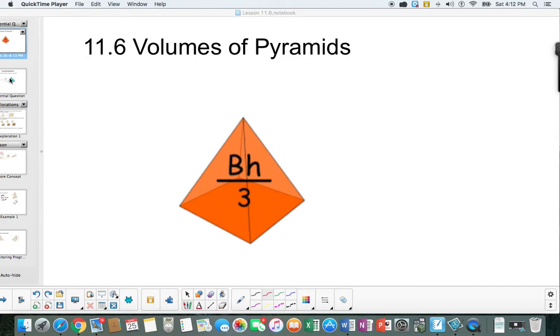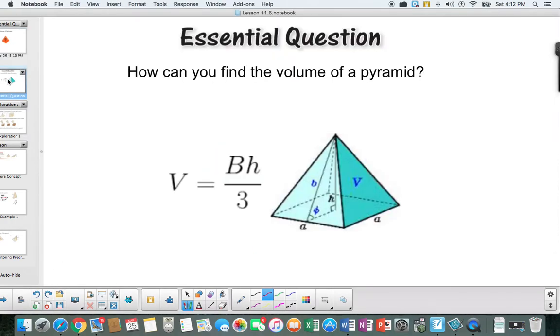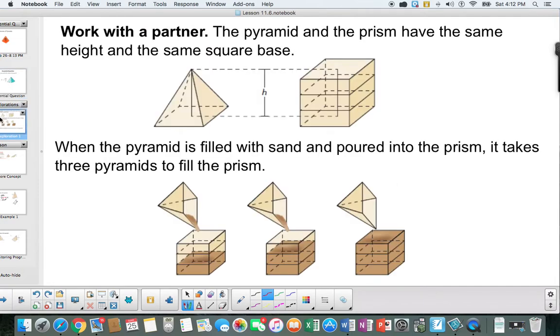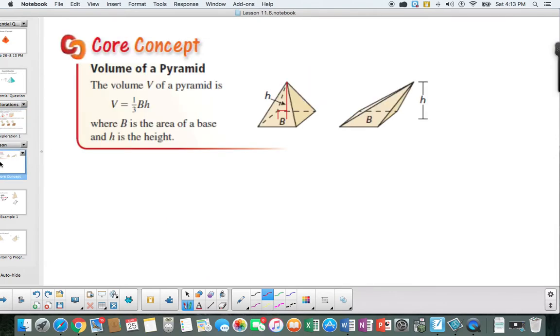11.6 Volumes of pyramids. Essential question: how can you find the volume of a pyramid? Look at the relationship between a pyramid and the prism, where both have the same base and the same height. Notice how many full pyramids it takes to fill the prism. This should suggest to you that the volume of a pyramid will be 1/3 the volume of a prism with the same base and height.